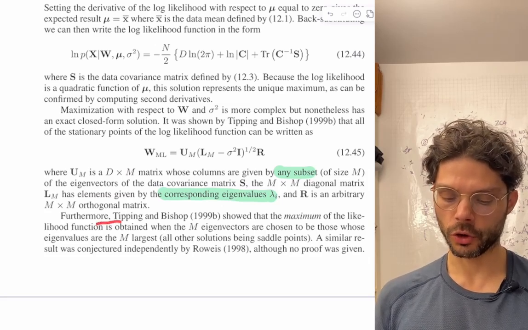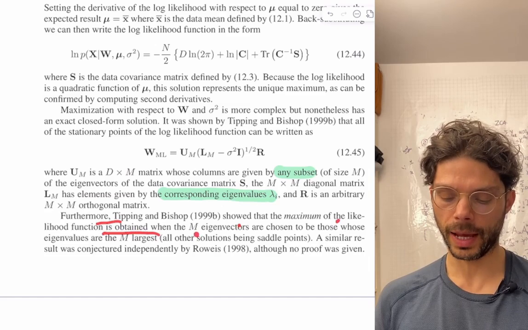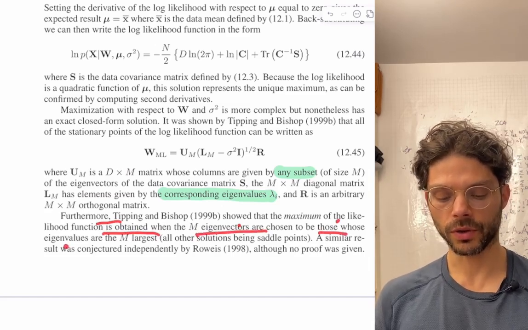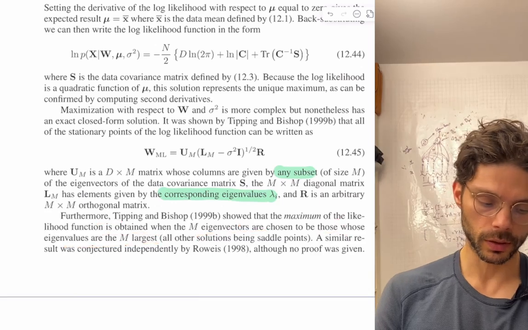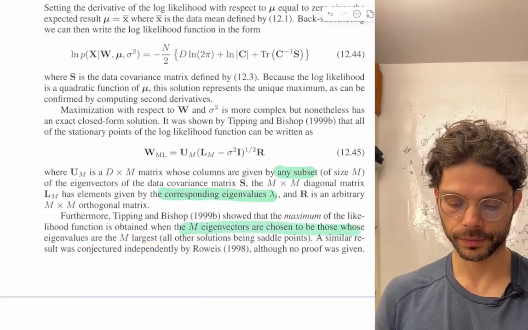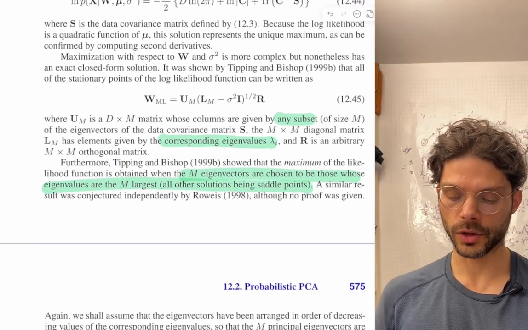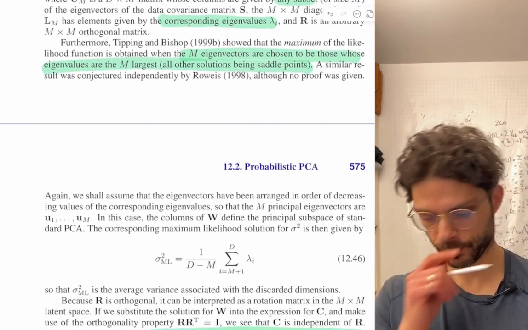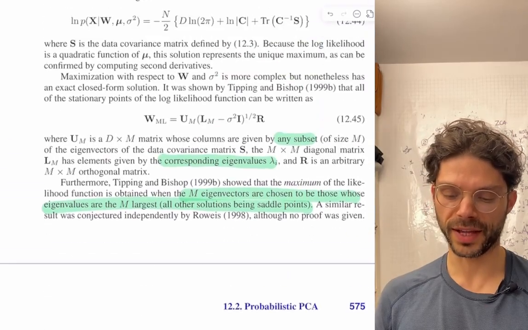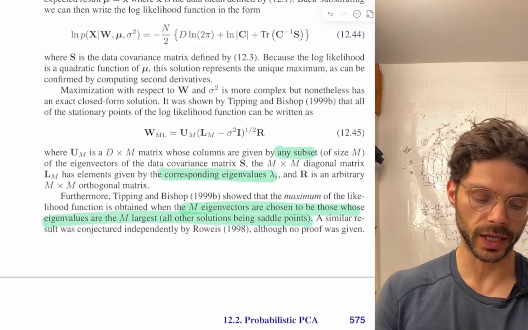Furthermore, they show that the maximum likelihood function is obtained when the m eigenvectors are chosen to be those whose eigenvalues are the m largest. A similar result was conjectured, but no proof was given. Okay, so I think that's the first result.